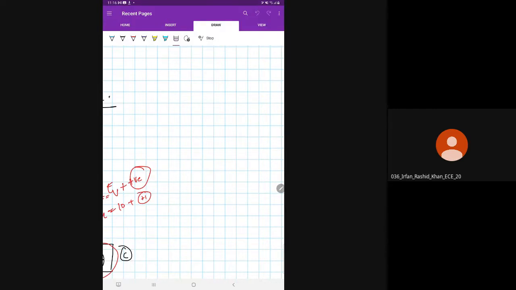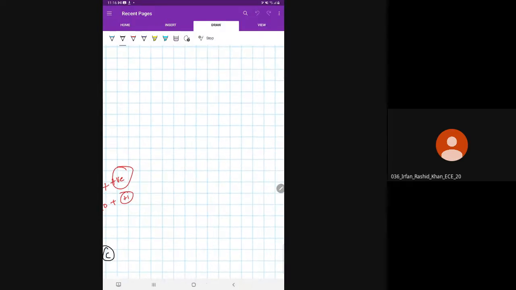The question is, in an N-type semiconductor. I'll write it down here. Just let me check the questions. Okay, the question is like this example.